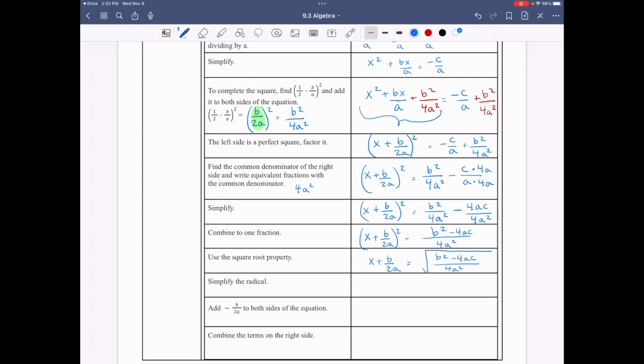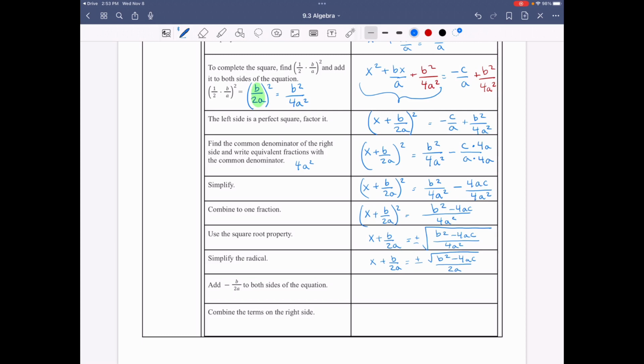The next step asks us to simplify the radical. So we have x plus b over 2a, oops, I forgot my plus or minus, is equal to plus or minus. The denominator simplifies to just 2a, because the square root of 4a squared is 2a. So in the numerator, we have b squared minus 4ac under the radical still, because we can't simplify that.